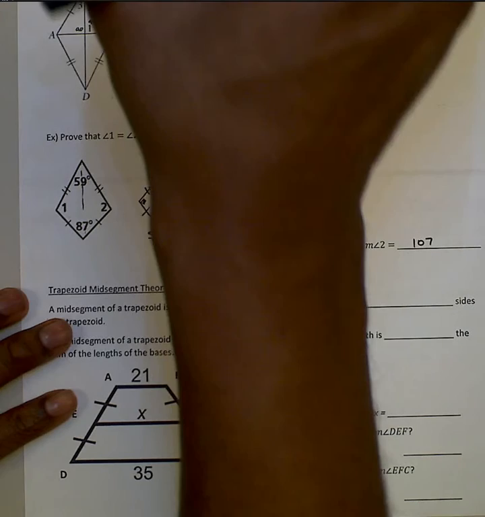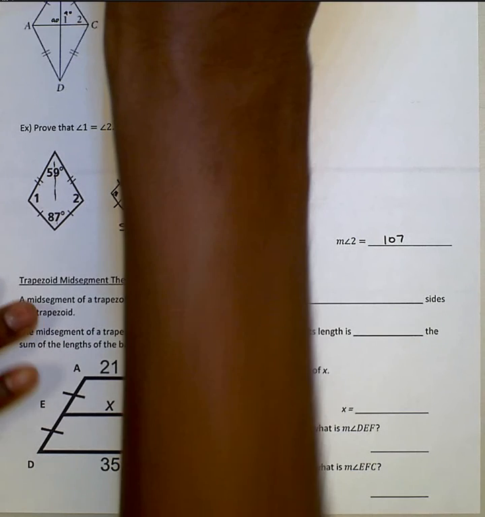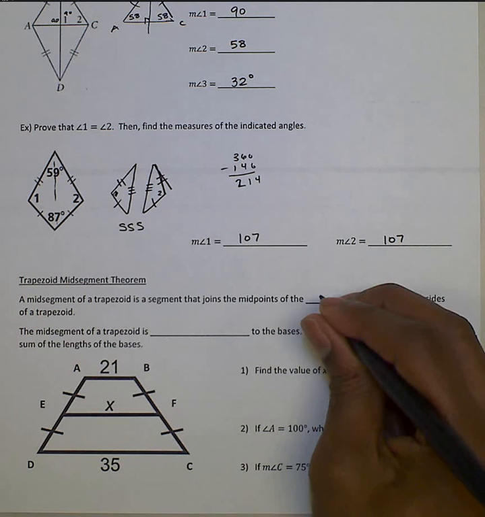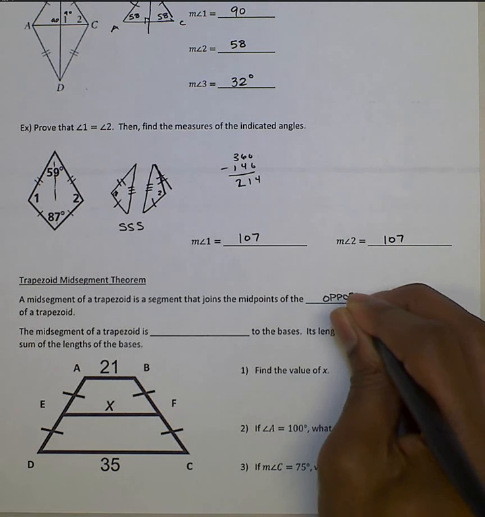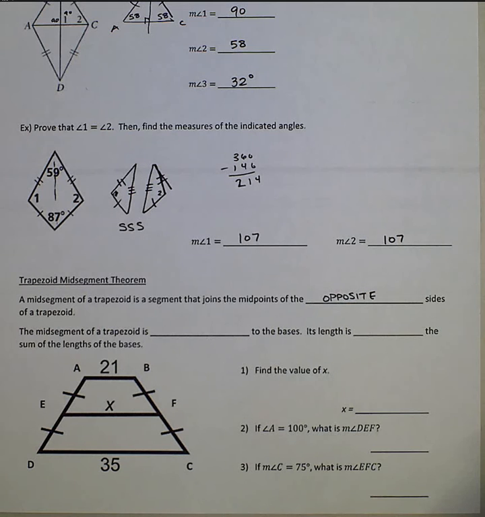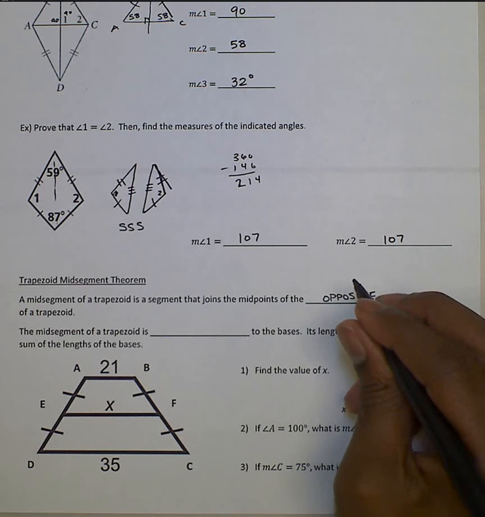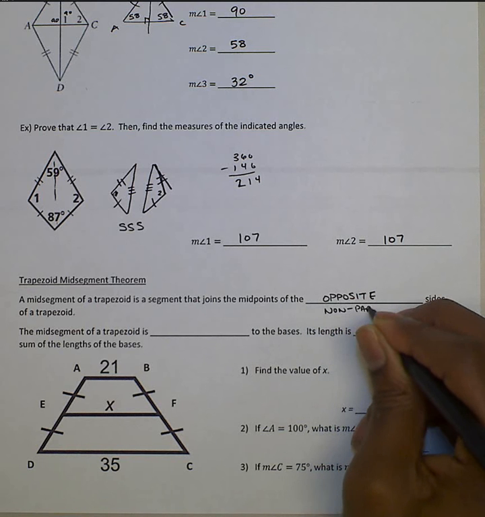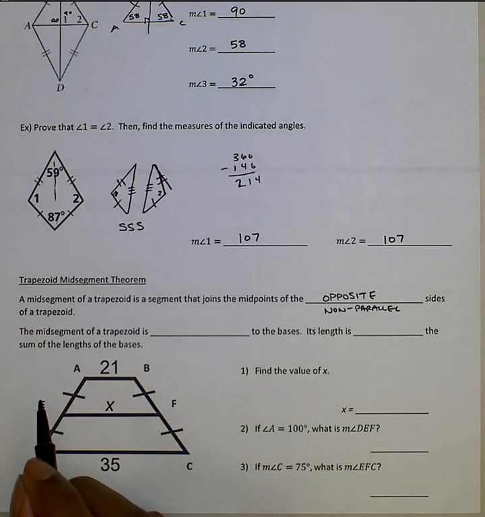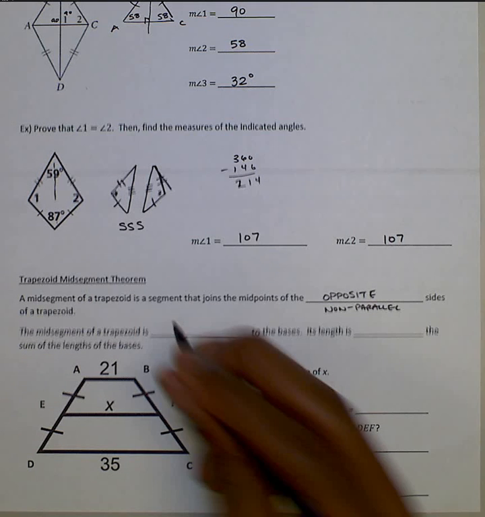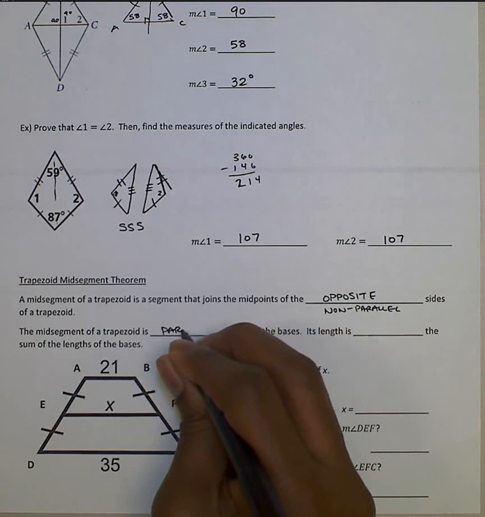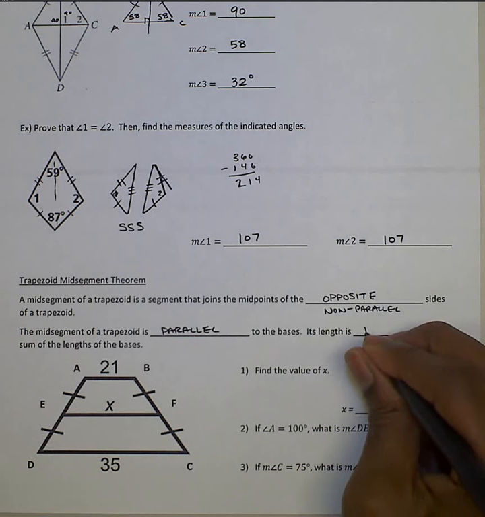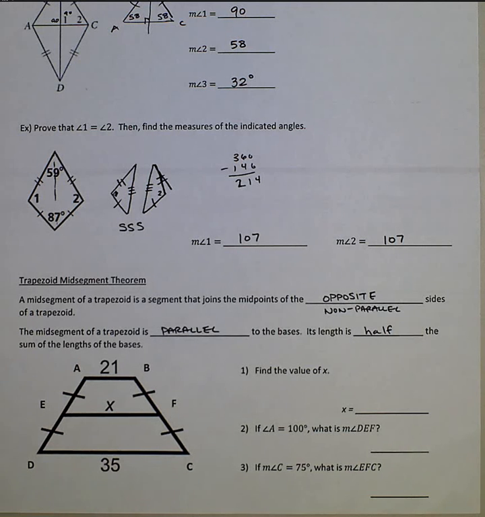All right, finally, we are going to look at the trapezoid midsegment theorem. And what that says, a midsegment of a trapezoid is a segment that joins the midpoints of the opposite, let's say non-parallel, sides of a trapezoid. Okay, so the midsegment of a trapezoid is parallel to the bases, and its length is half the sum of the bases.